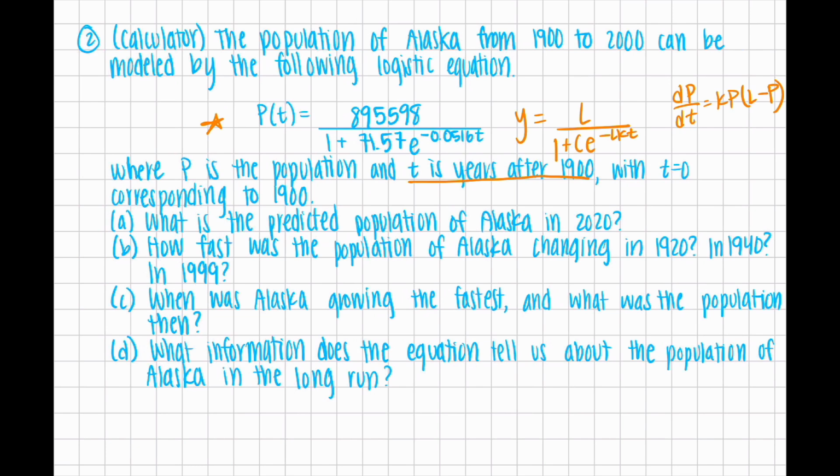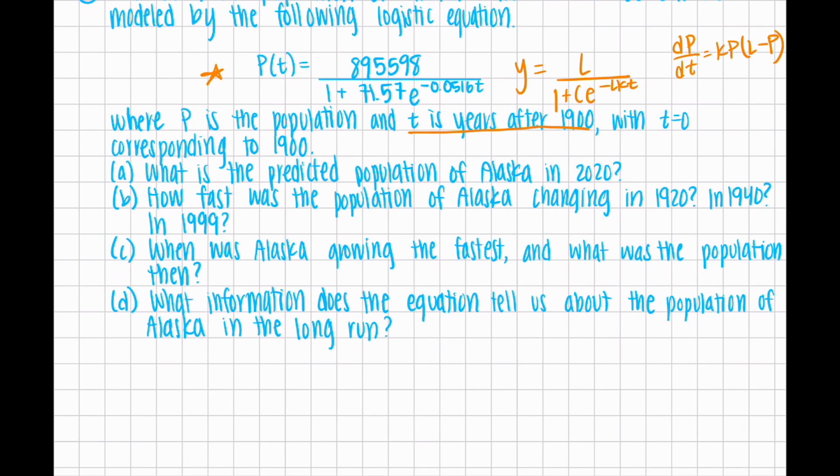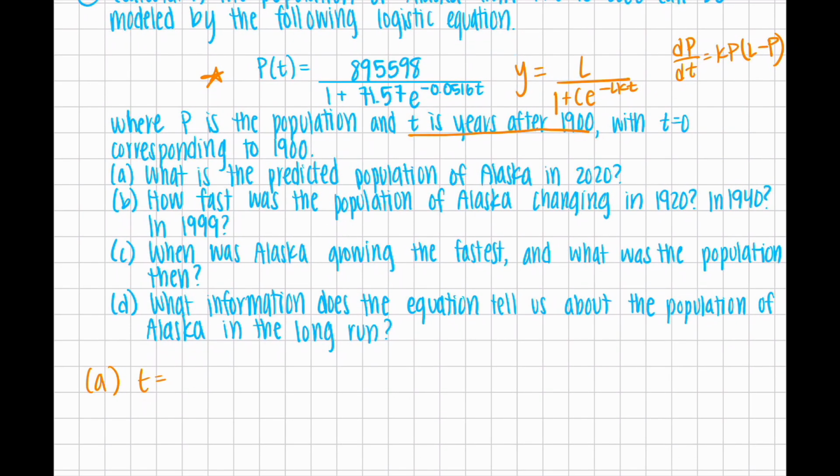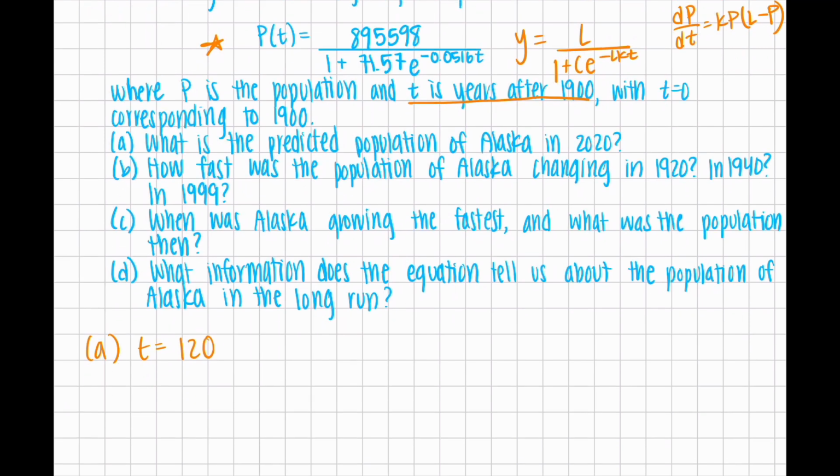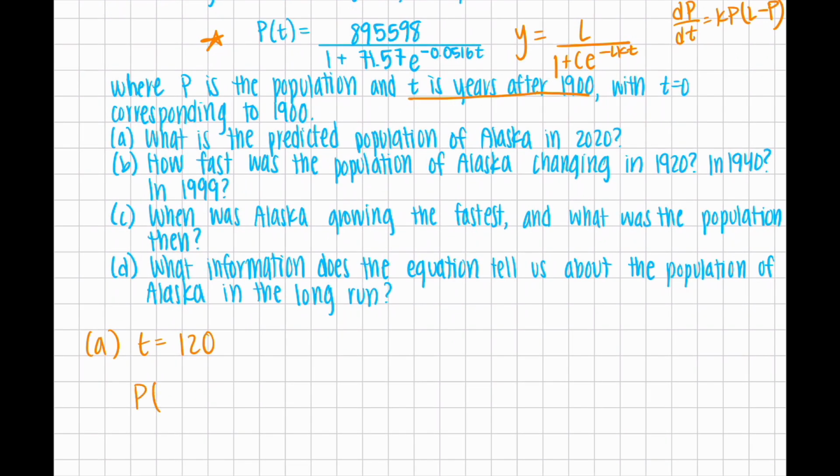Letter A, what is the predicted population of Alaska in 2020? So I want the predicted population of Alaska in 2020. T is our number of years after 1900. So that means T equals 120. So if I want the population, I want P of 120.